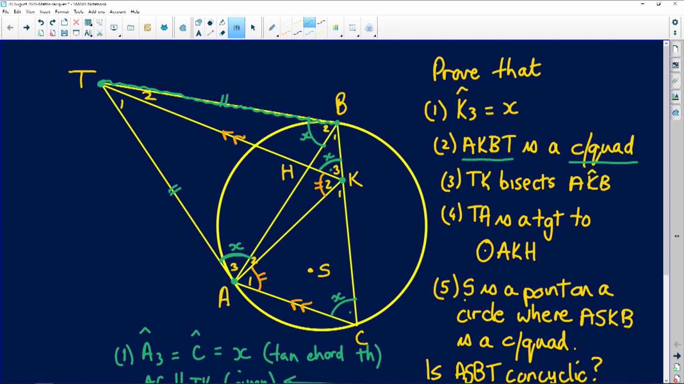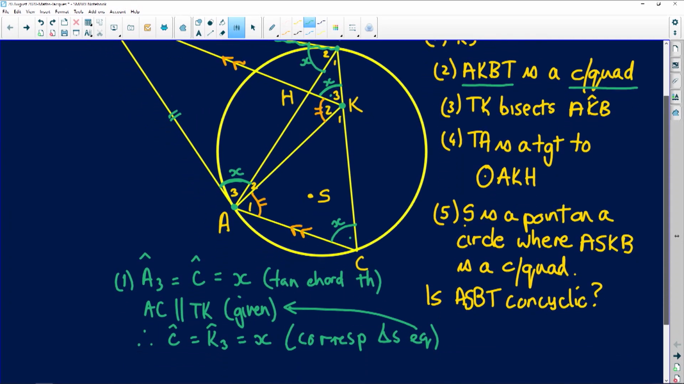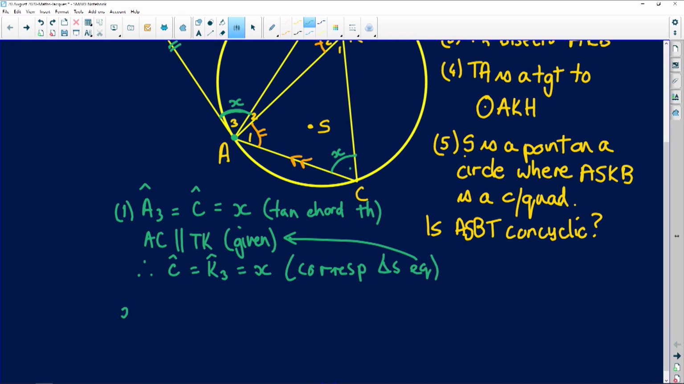So they want us to say for 2 marks why that is the case. So all we're going to say is, hang on, we've just shown that A3 is equal to K3. They're both subtended by the line BT, hence it's a concyclic figure. Let's write it out quite nicely here at the bottom. Number 2, A3 is equal to K3 is equal to X, proven above. Okay, that was the first thing we did. A3 became equal to K3.